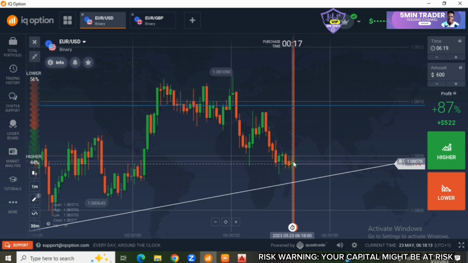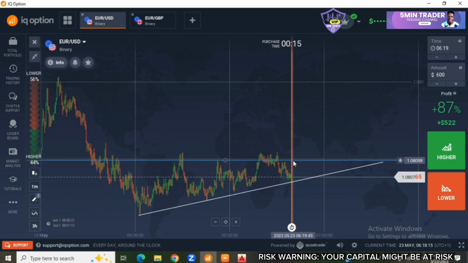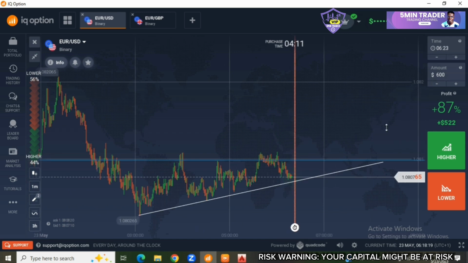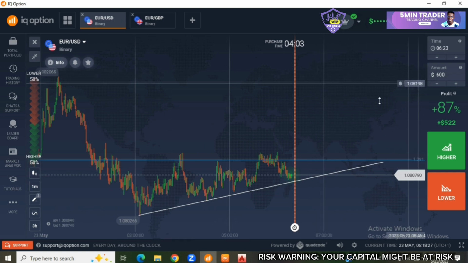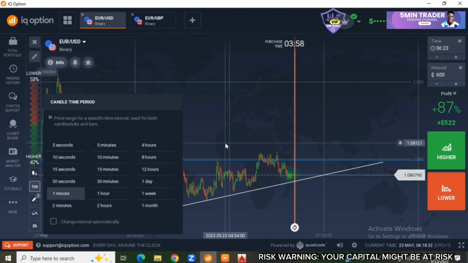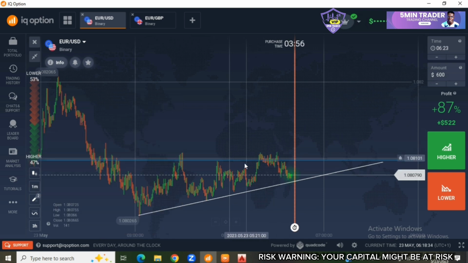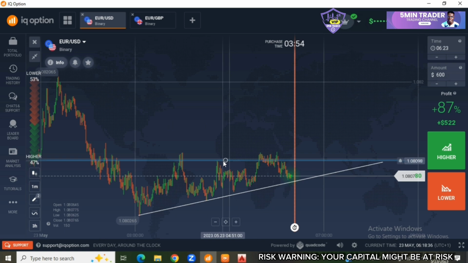So we'll wait for all of this to happen. For now, we don't have any of this evidence to support our claim. This is the Euro US dollar chart, one of my favorite pairs, and we are going to be trading for 5 minutes. I already have that set up, and you can see that we are analyzing the 1 minute candle time frame.